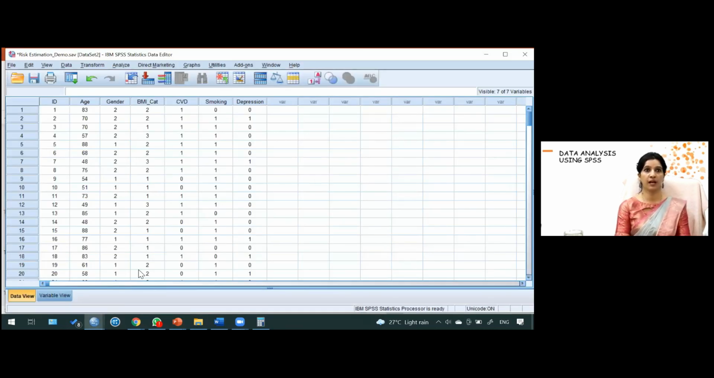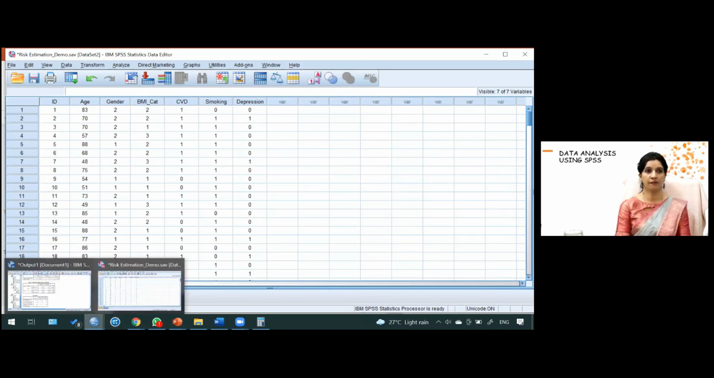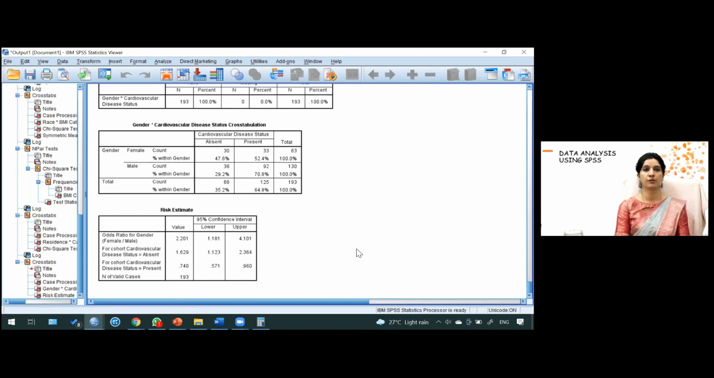So we have seen the output of this. So if I go to the output, and if you see this, this is the first the crosstab. So you can see here the risk of cardiovascular disease, this is the present status. It is 52.4% in female, whereas it is 70.8% in male. So the presence of cardiovascular disease is more in male. So if I see the value of risk estimate, first I'll tell you the relative risk. So this is the relative risk, or even we can discuss first the odds ratio also.